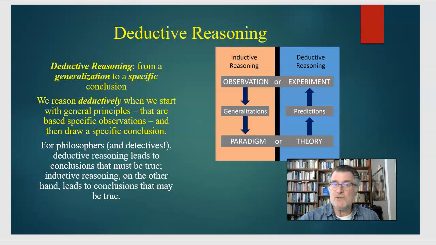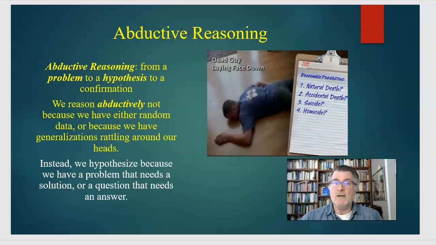So that's generally the two types of reasoning. But this new one that, again, I think we do quite often, but we perhaps didn't have a name for until now. Abductive reasoning is when you start with a problem. It's a particular situation, such as a slide here. Dead guy laying face down. Okay. And then we go from that to a hypothesis. So we can ask ourselves, this person we found on the floor, did they die of a natural death? Was it an accidental death? Was it suicide? Or was it homicide?